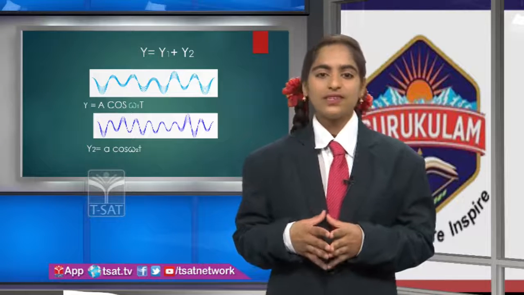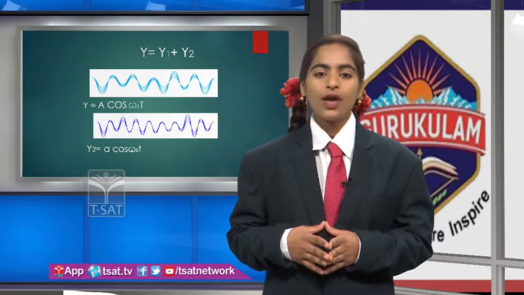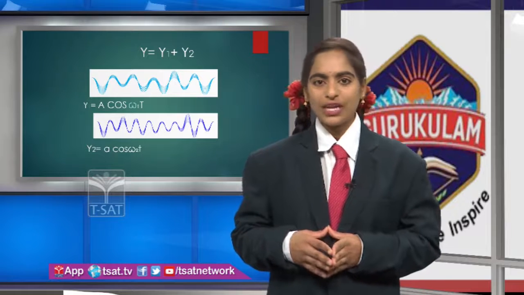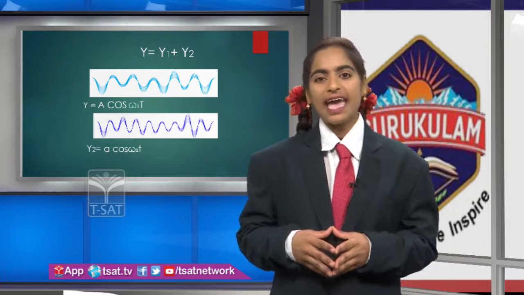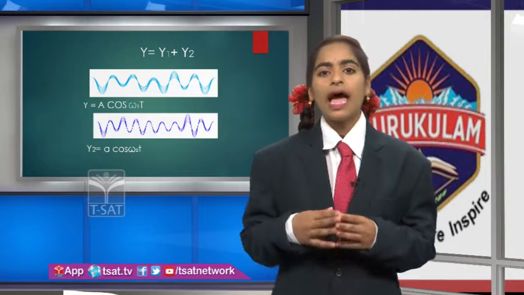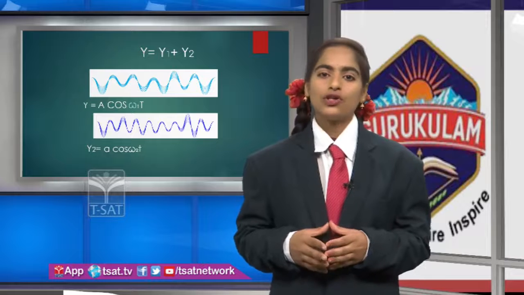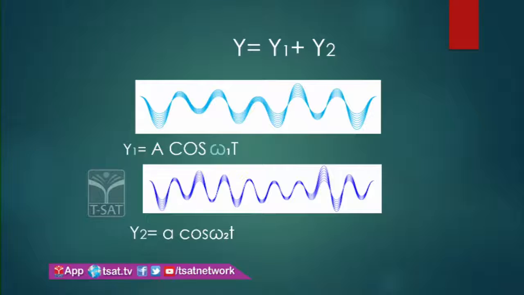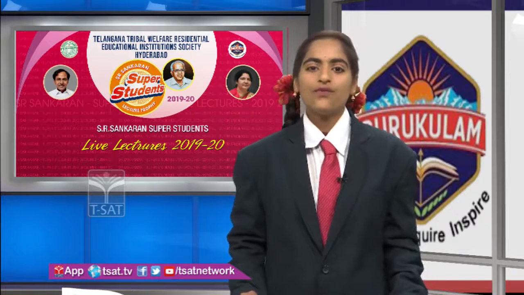First, y1 is equal to a cos omega 1 t, and next y2 is equal to a cos omega 2 t. Here, in y1 equals a cos omega 1 t, cos has the angle omega 1 t, t is the time, and a is the amplitude. Likewise, y2 is equal to a cos omega 2 t. A means amplitude, omega 2 t is the angle, and t is the time taken for the wave traveling in the air. Like this, sound wave 1 and sound wave 2 interact with each other. That means y is equal to y1 plus y2.